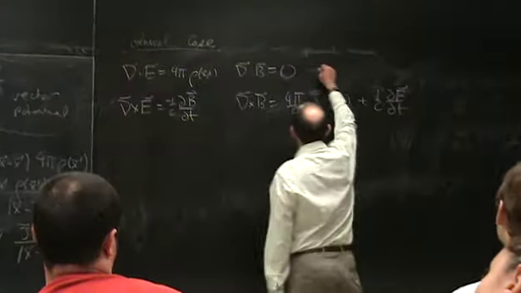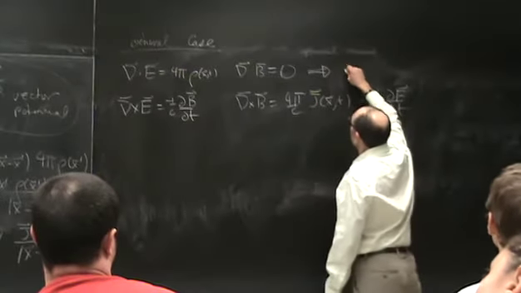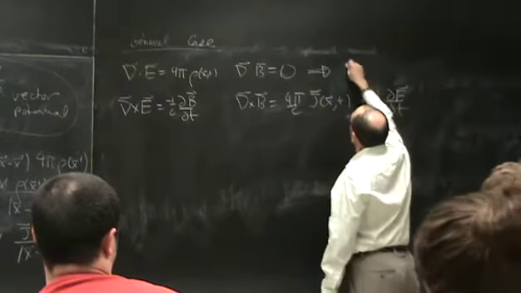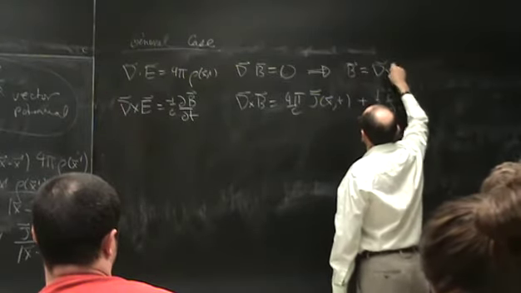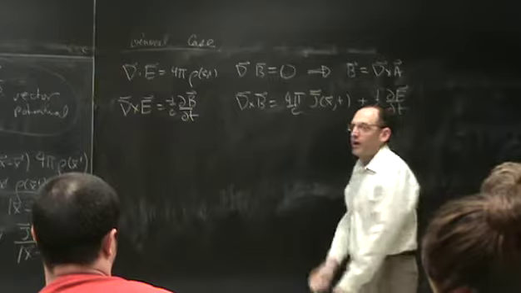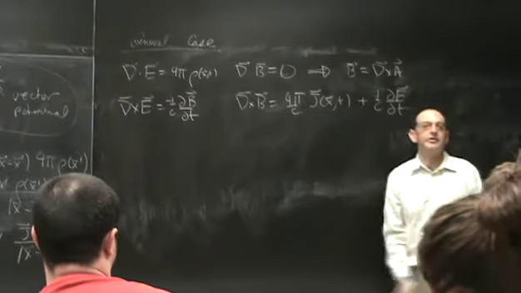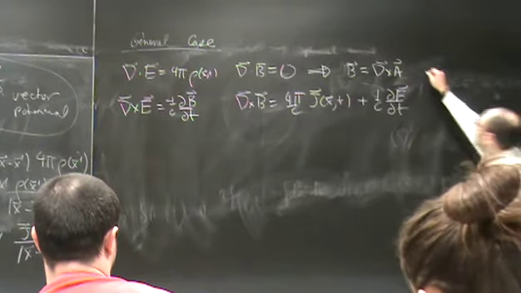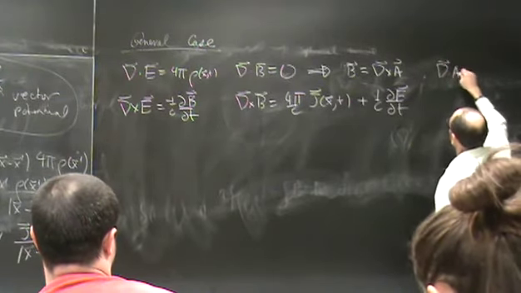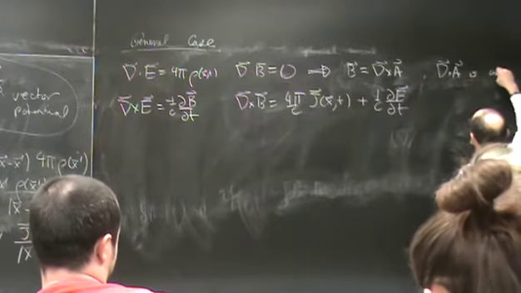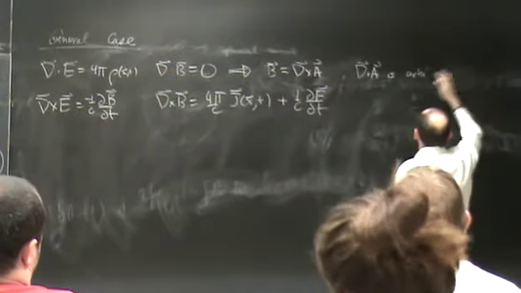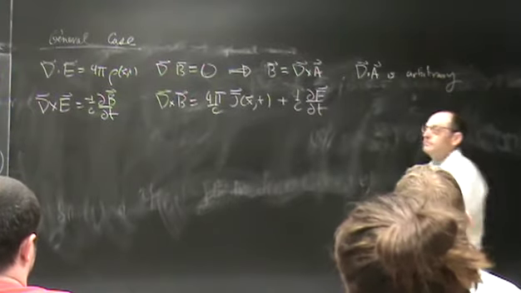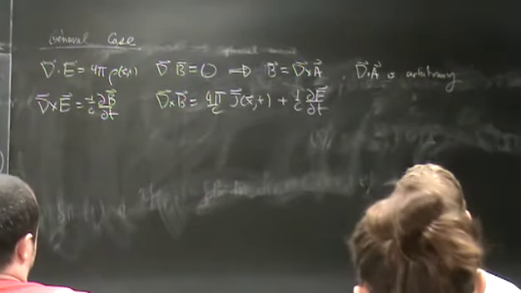So, as before, even once we go to the dynamic case, B is still related to the curl of a vector field because its divergence is 0. So that's still true. And we still have that the divergence of A is arbitrary and can be fixed any way we like according to a gauge choice. All right?